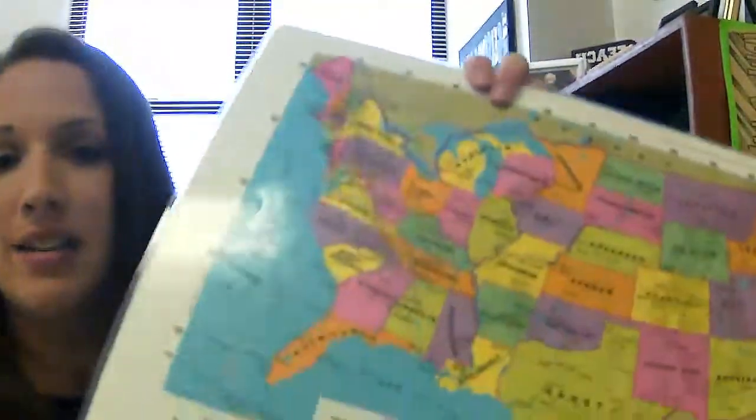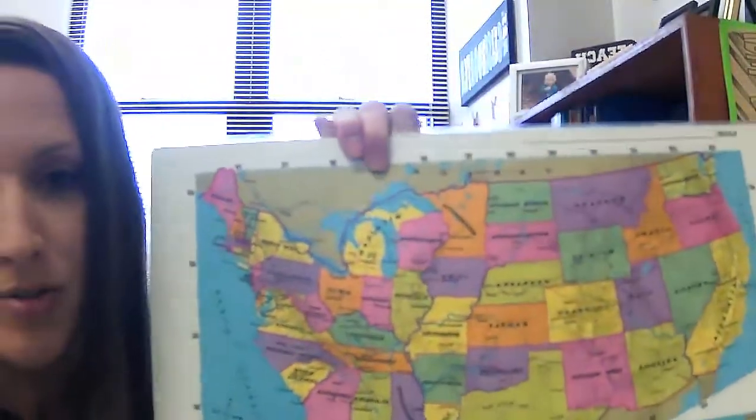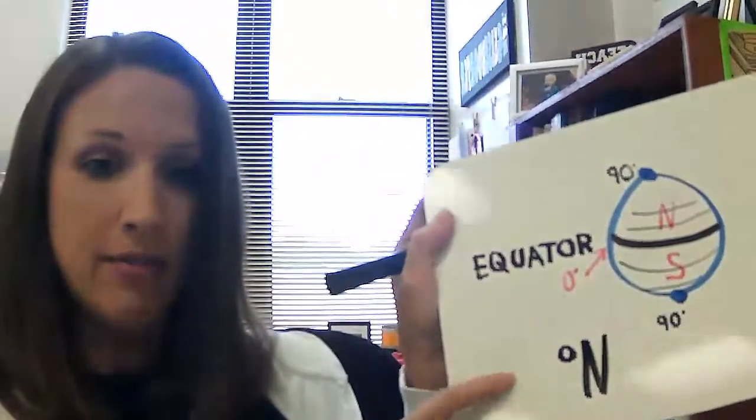All right, so back to the United States side. If I am asking you to find a place on the United States map, first of all, it's always going to be degrees north. So I'm going to write that down now because I know that's what it's going to be. Okay, so I'm just going to have to figure out what number the place I'm looking for is.